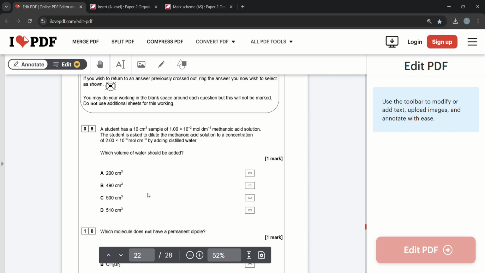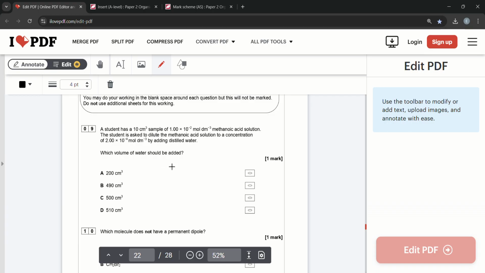A student has a 10 centimeters cube sample of this much of methanoic acid solution. The student is asked to dilute the methanoic acid to a concentration of that by adding water. Which volume of water should be added? They really like asking this type of question.